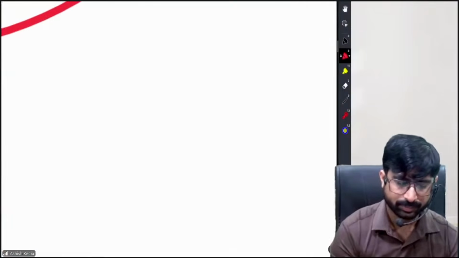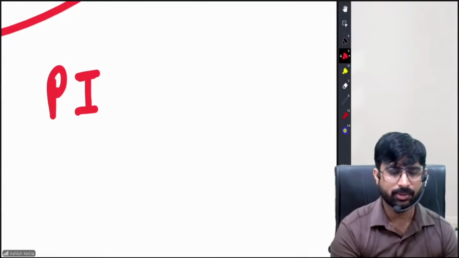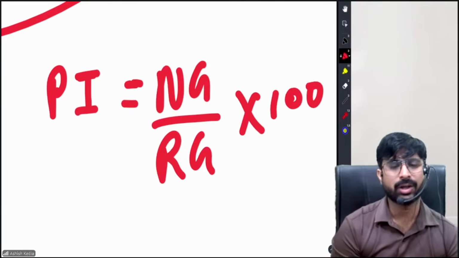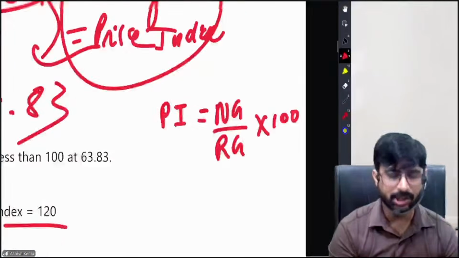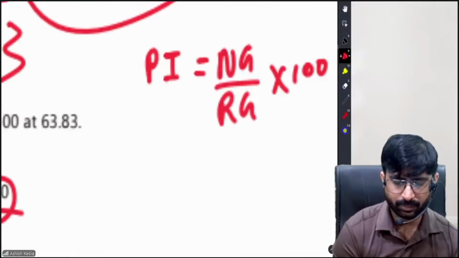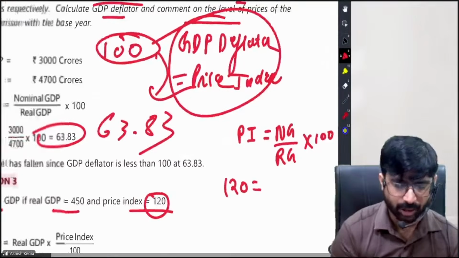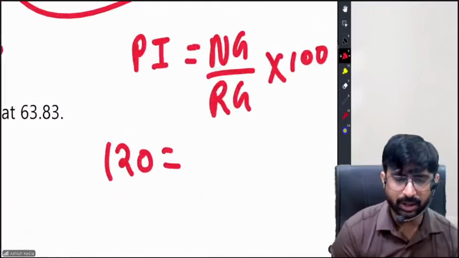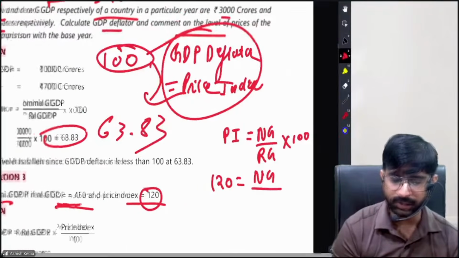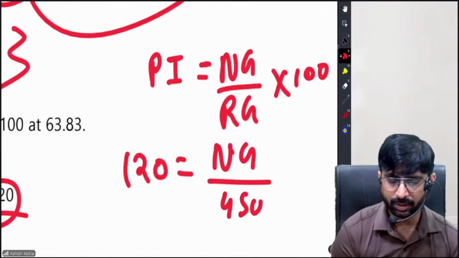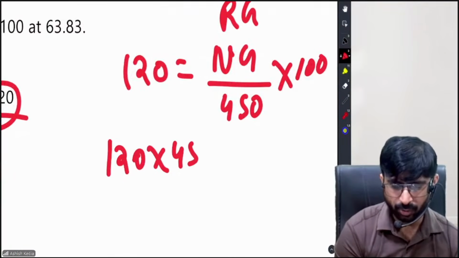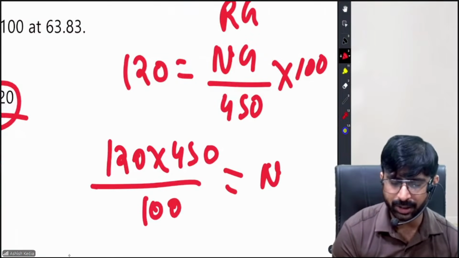Price index is equal to nominal GDP by real GDP into 100. Now price index is 120, equal to nominal GDP by real GDP into 100. We don't know nominal GDP, but real GDP we know is 450. So 120 into 450 by 100 is nominal GDP.